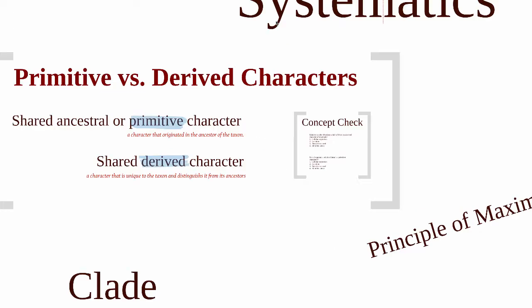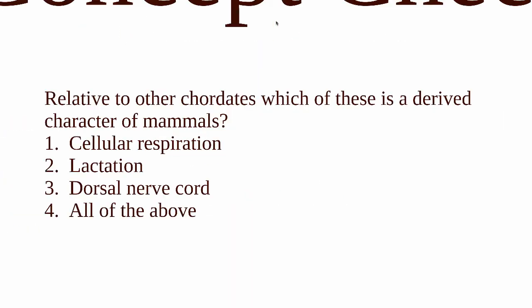Okay, so let's go to a concept check here. I already gave you one, but relative to other chordates, which of these characters is a derived character of mammals? Is it cellular respiration, lactation, a dorsal hollow nerve cord, or all of the above? Now, if you answered lactation, you're correct. Lactation is something that distinguishes mammals from the other chordates. Okay, so it's a derived character.